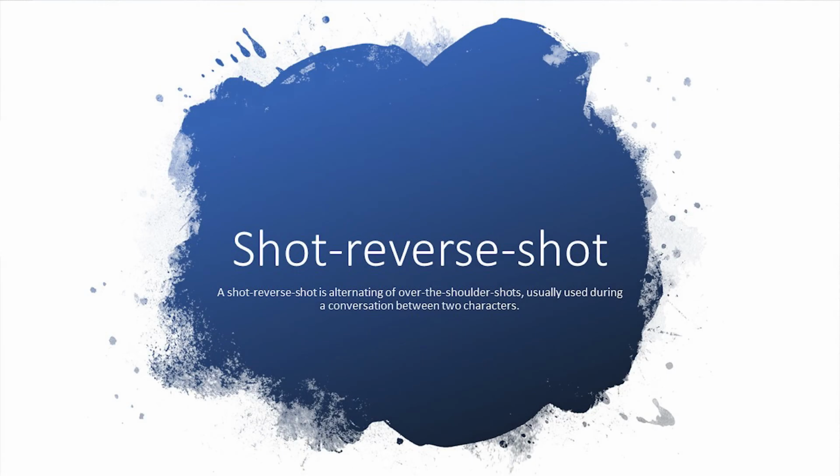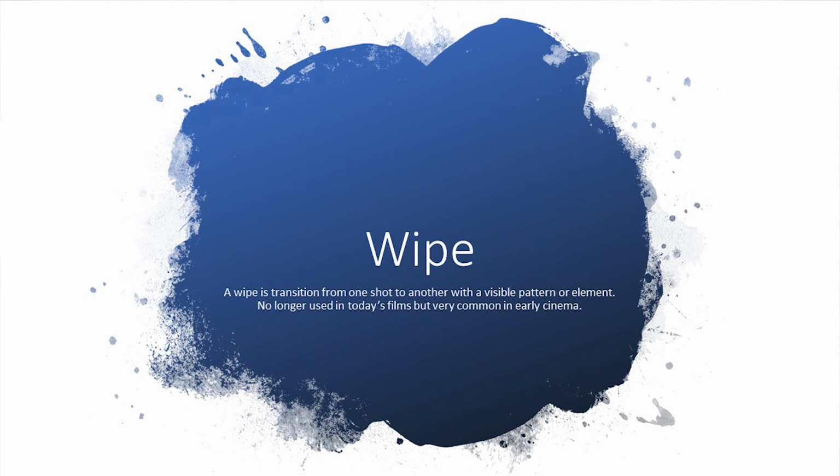A shot reverse shot is alternating of over-the-shoulder shots, usually used during conversations between two characters. Lastly, a swipe is a transition from one shot to another with visible patterns or elements, no longer used in today's film but very common in early cinema.